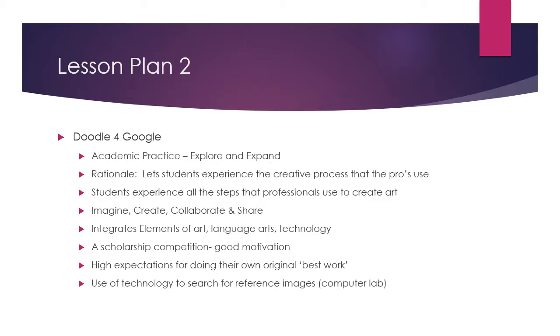It's a national competition. The student can win a $30,000 scholarship, and they get a bunch of technology that goes along with that. And the cool thing is that the school of the winning student also gets a $50,000 technology grant. So it's kind of a neat competition, and it's open to any kid K through 12. The students get to experience all the steps that professionals use to create art, and those are basically 4 steps. Imagine, create, collaborate, and share.